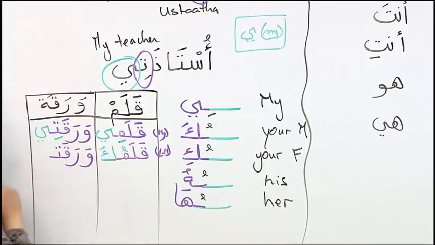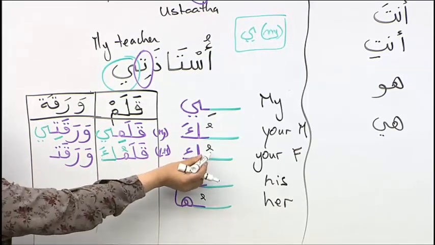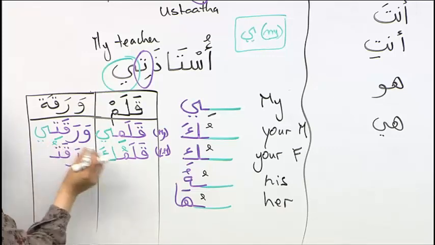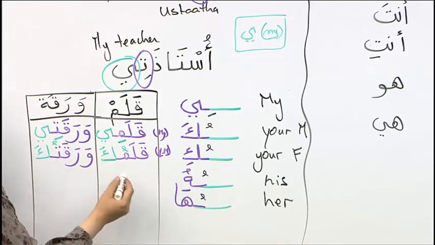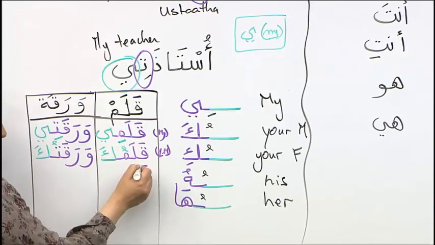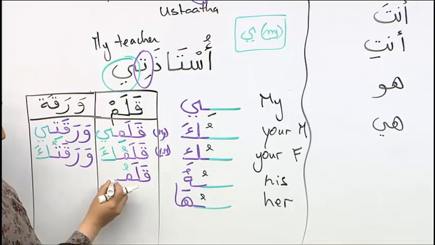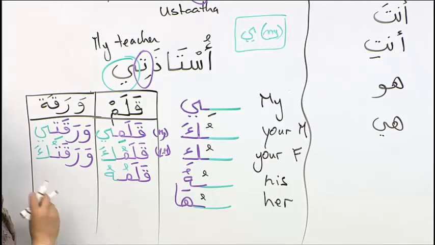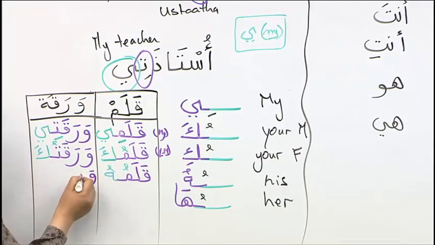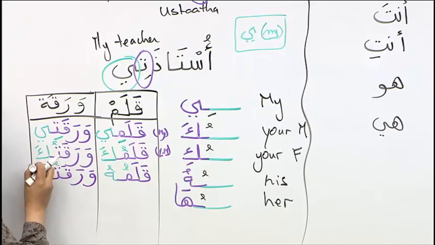For waraqa, wa-ra-qa, what short vowel is the ta going to take? It's right before the kaf. Dhamma, again, same thing. Waraqatuka. His pen, qalamuhu. His paper, waraqatuhu.